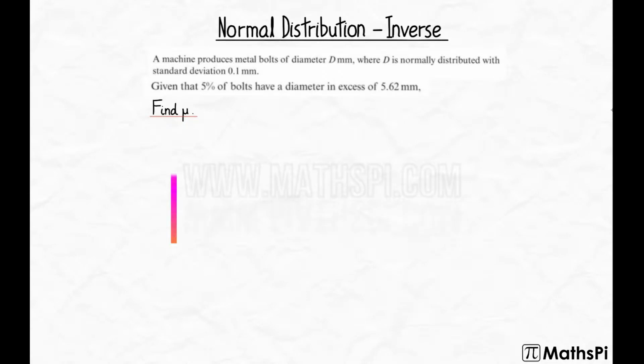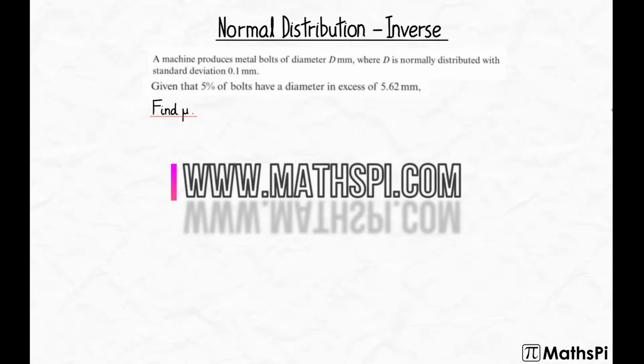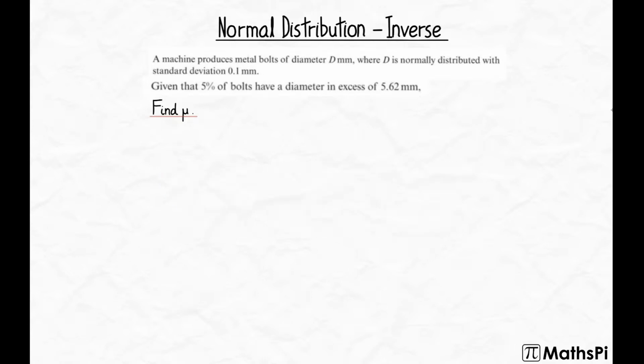The topic is the normal distribution, specifically the inverse function, how to do that using your calculator, and questions related to it. So here we have an example, so let's get straight into it. A machine produces metal bolts of diameter d millimeters, where d is normally distributed with standard deviation 0.1. There's also a probability statement there, and the question is to find mu, which is to find the mean.